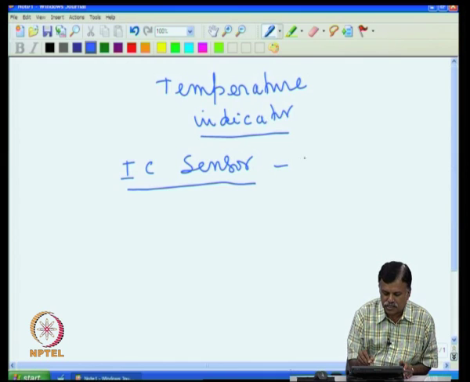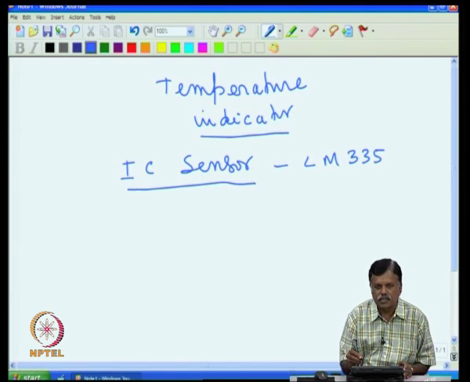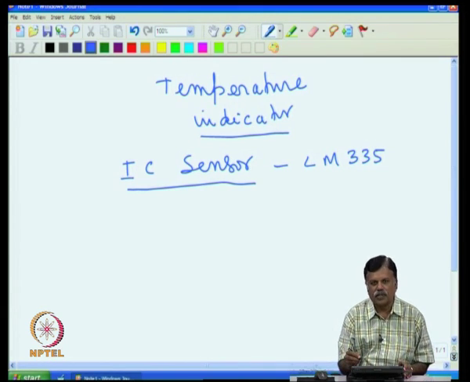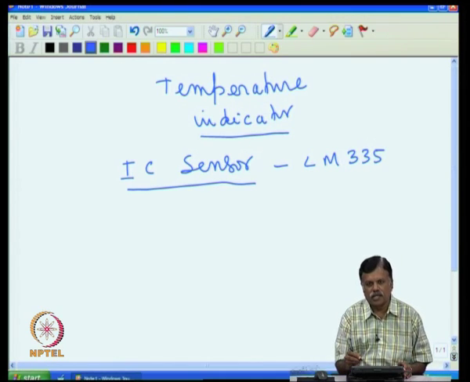For example, the classical IC sensor is the LM335. This is a temperature sensor and it is used extensively in the industry. This is an older version; the newer version, the LM35, is also there. Let us see how to use this LM335 and then the operational amplifier and other components, so that we can design a temperature indicator.